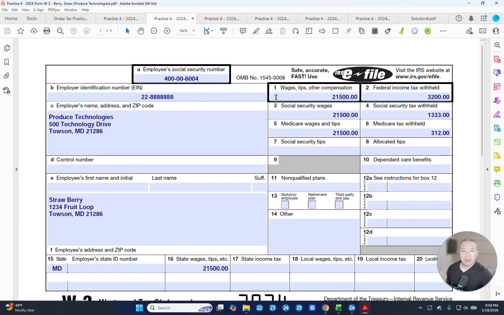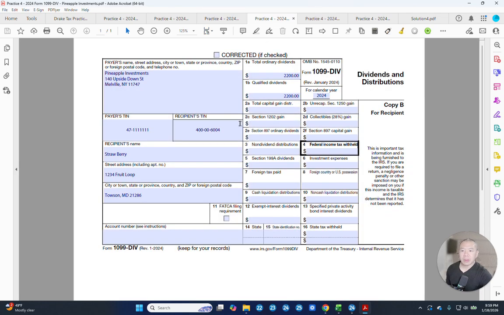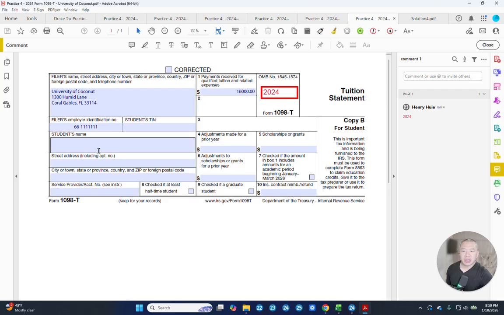Here's the other W-2, and then the third W-2 for the spouse. Wages, taxes withheld, state. Here is their dividend: ordinary dividends, qualified dividends. Qualified dividends give you a better tax rate. Same here, ordinary dividends, qualified dividends, and then here's the information for their tuition payments.